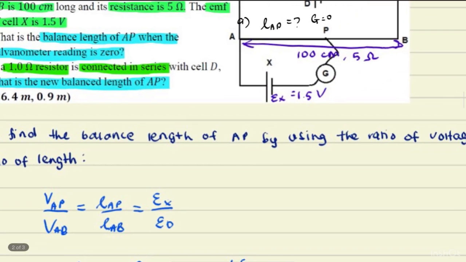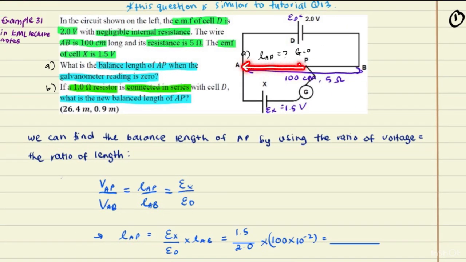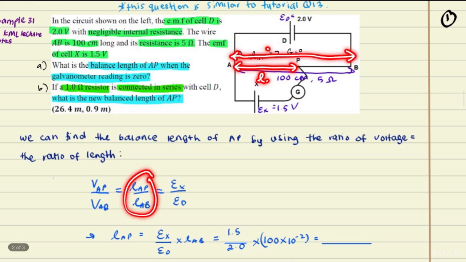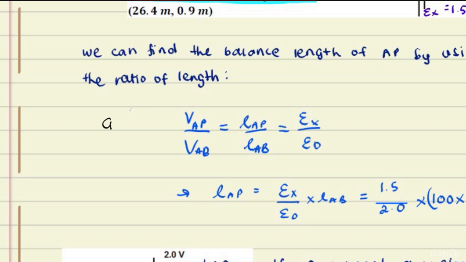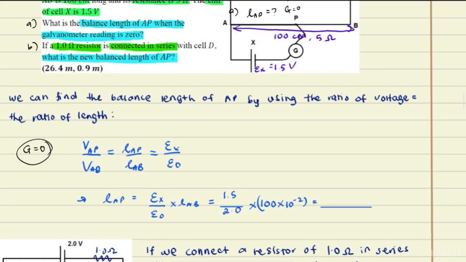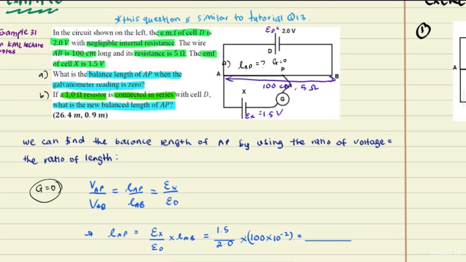We know that VAP, the voltage across here, divided by the voltage across this one, is equal to length AP divided by length AB. This is always true if the galvanometer reads 0. So for now there is no extra resistance here. The resistance in the wire itself, we can ignore for now.